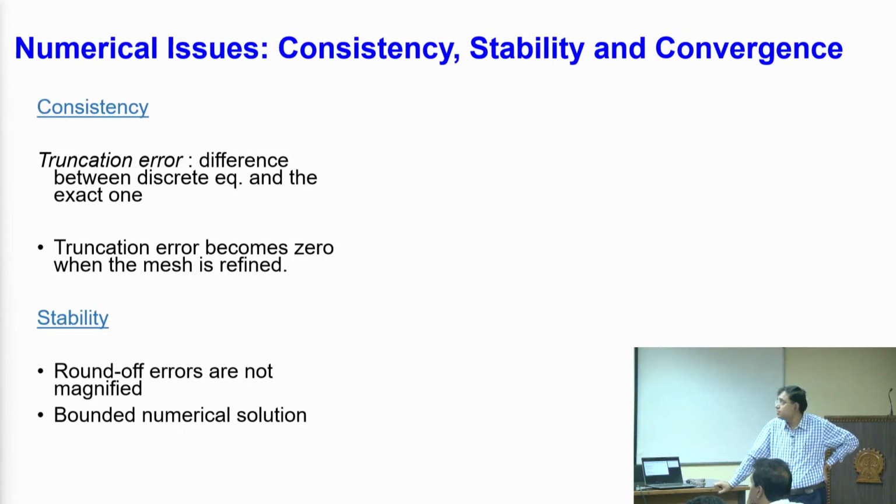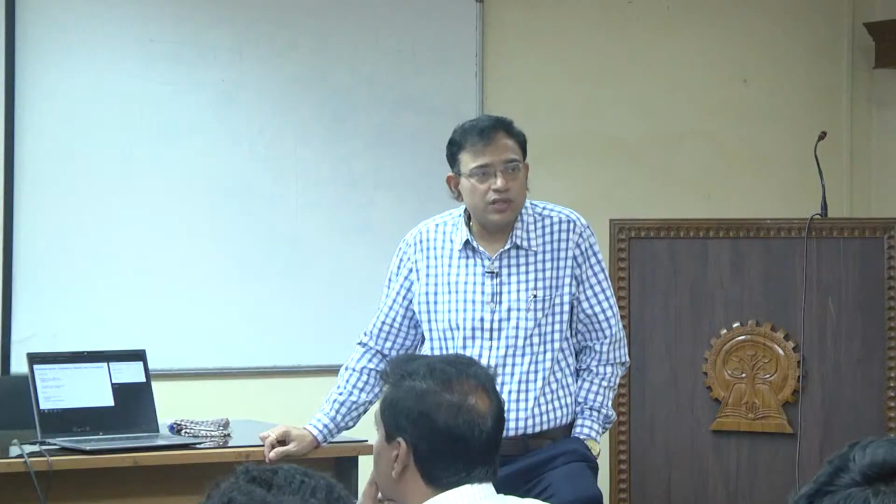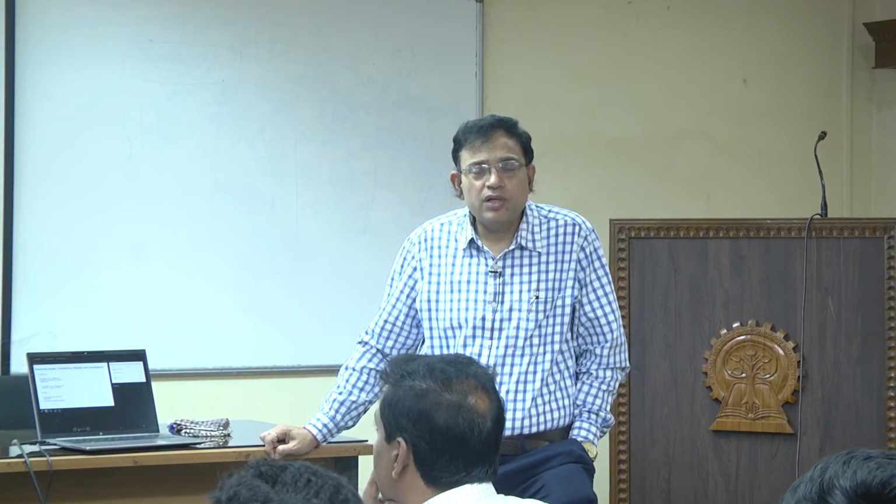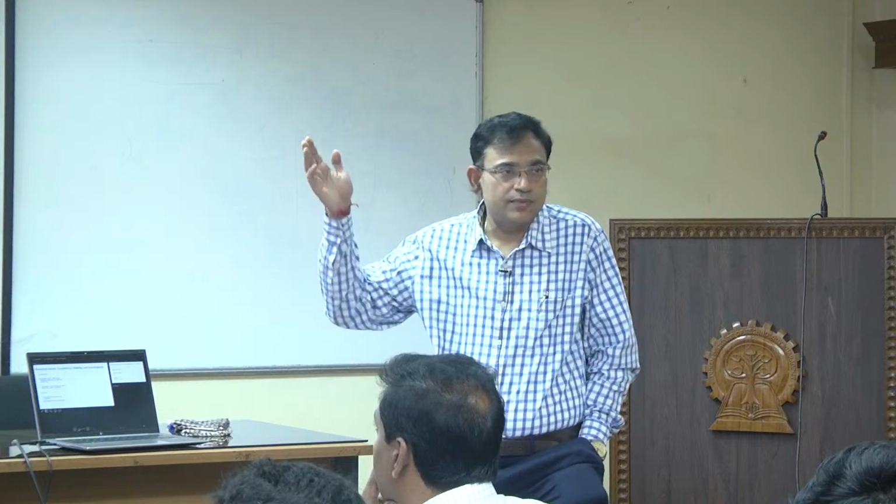Number 1, consistency. What consistency means is that your original equation is a differential equation, and when you put it in a discrete form it becomes a difference equation, that means some form of algebraic difference. Now, when you do that, how can you relate it with the original differential equation? What you can do is take a solution of the original differential equation, which you can always express in the form of a Taylor series.